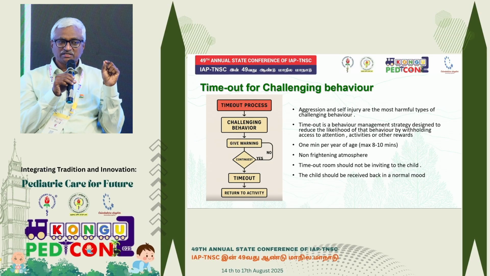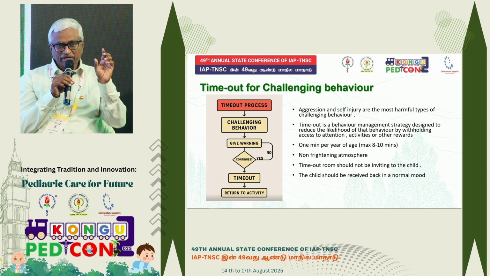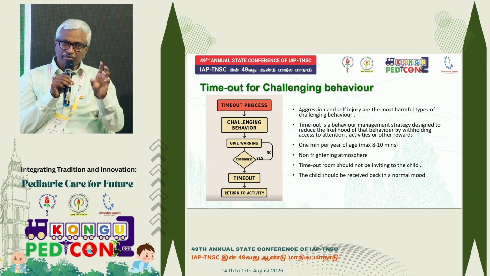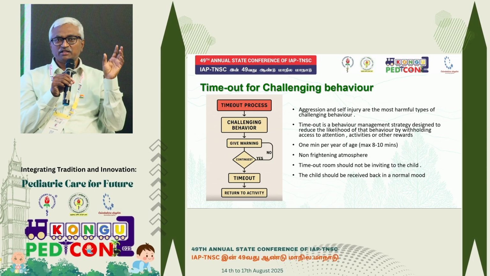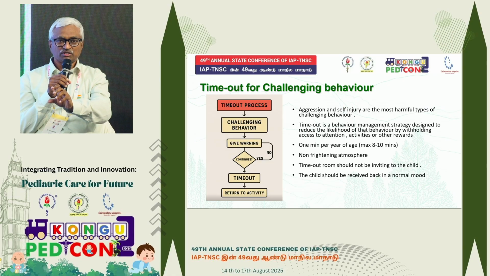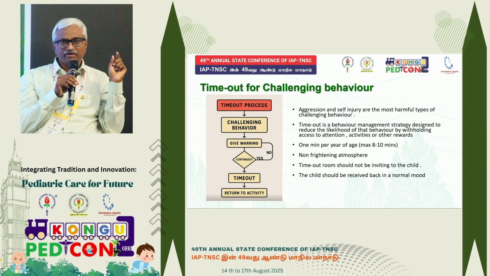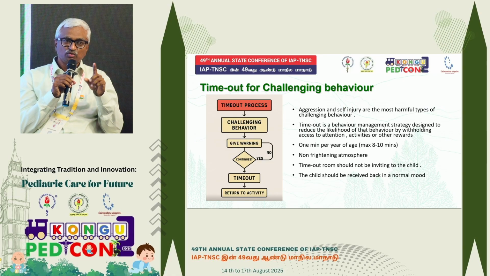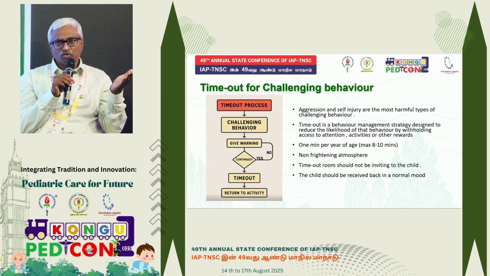where the aggression and self-injury are the most harmful types of challenging behavior. So what you do as a timeout is you keep the child separately in a room. It can be in the place where he did the behavior, or you can take him outside separately. The time duration will be 1 minute per year of age. Usually we start this after around 4 years.